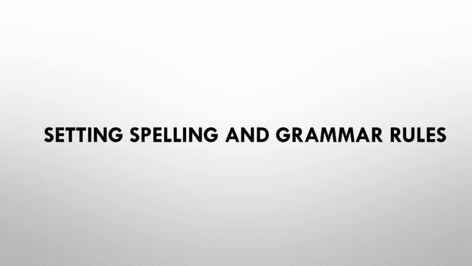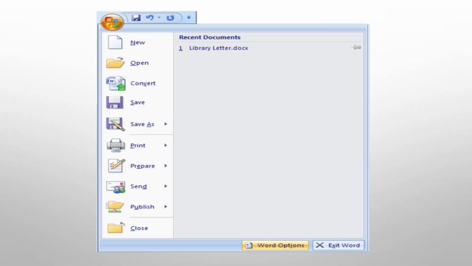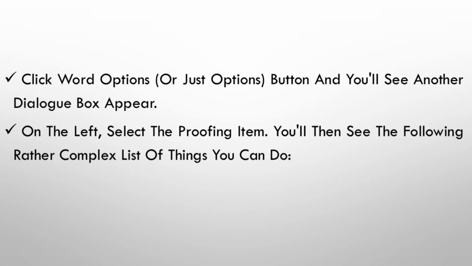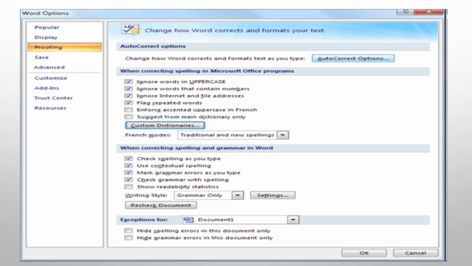Setting spelling and grammar rules. Sometimes, however, you want a little more control over what spelling and grammar Microsoft Word highlights. For that, there is a proofing dialog box. In Word, click the File tab in the top left. At the bottom of the menu you'll see a Word Options button. Click Word Options, or just Options, button and you'll see another dialog box appear. On the left, select the proofing item. You'll then see the following rather complex list of things you can do.